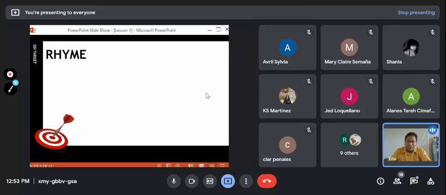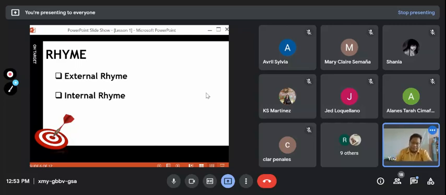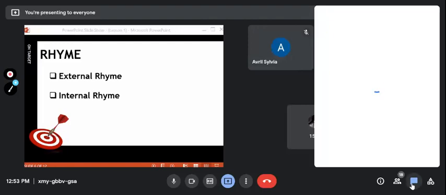Let's talk of the first element that's found in your module, which is about rhyme. Rhyme basically talks of the similarities of sound, and rhyme could be external or internal rhyme. If it's an internal kind of rhyme, that would, by the way, I'm going to use the chat box now for additional notes.